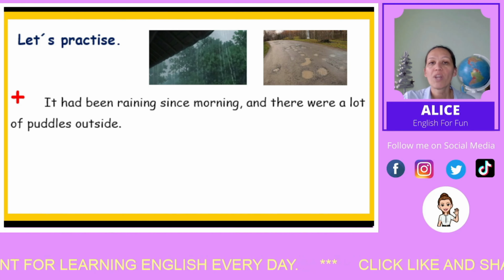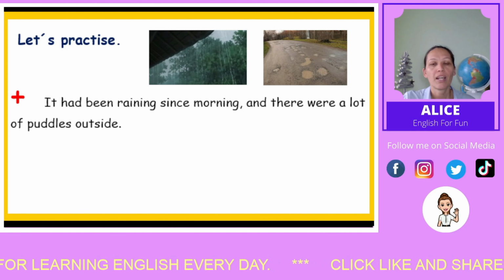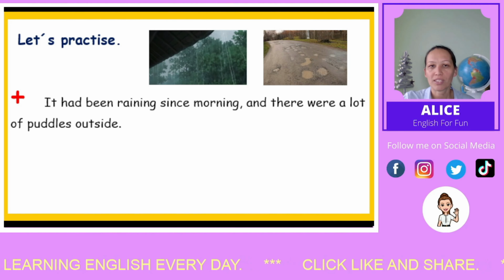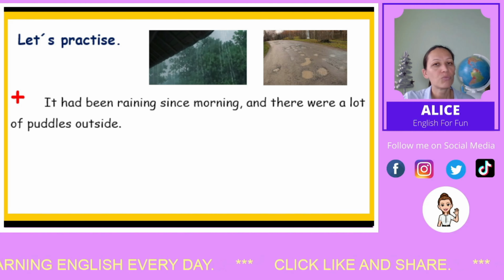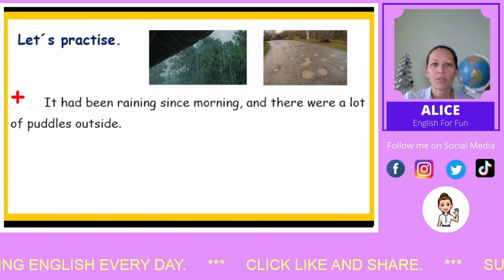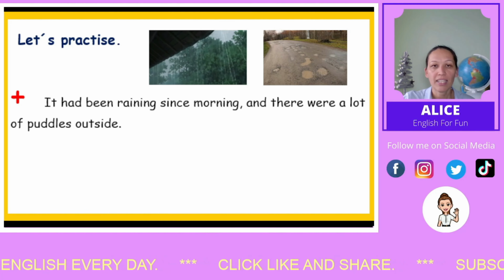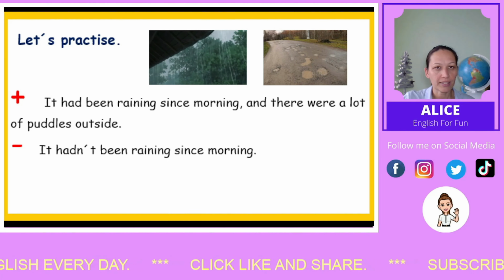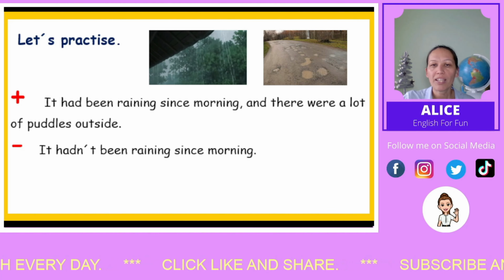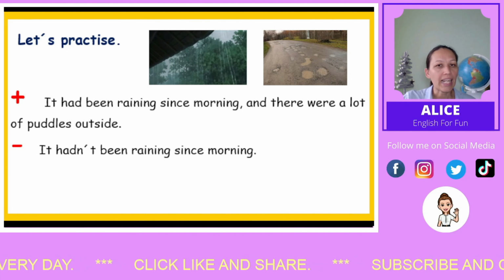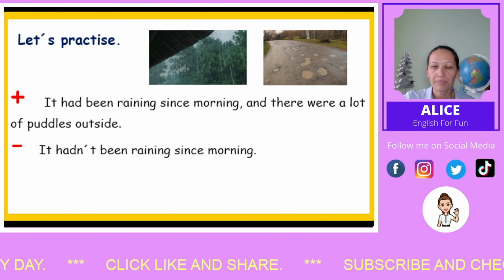It had been raining since morning and there were a lot of puddles outside. Let's make a negative sentence. It hadn't been raining since morning.